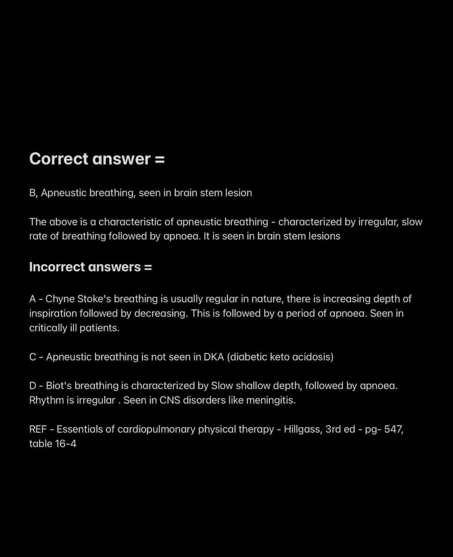Incorrect answers: Cheyne-Stokes breathing is usually regular in nature. There is increasing depth of inspiration followed by decreasing. This is followed by a period of apnea, seen in critically ill patients. Option C, apneustic breathing is not seen in diabetic ketoacidosis. D, Biot's breathing is characterized by slow, shallow depth followed by apnea. Rhythm is irregular, seen in central nervous system disorders like meningitis.